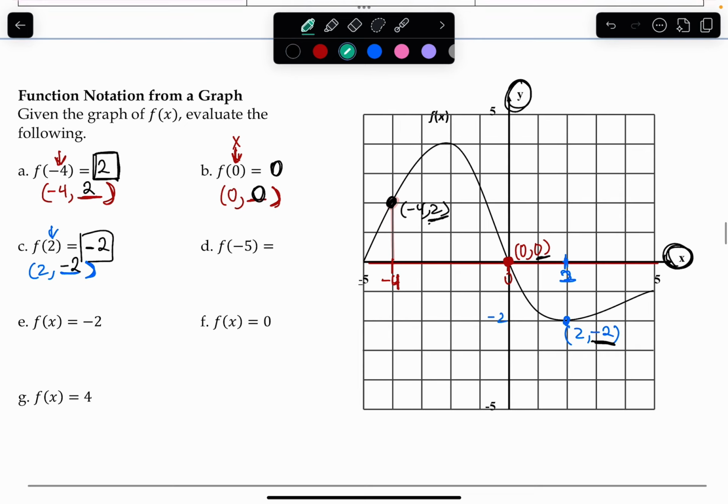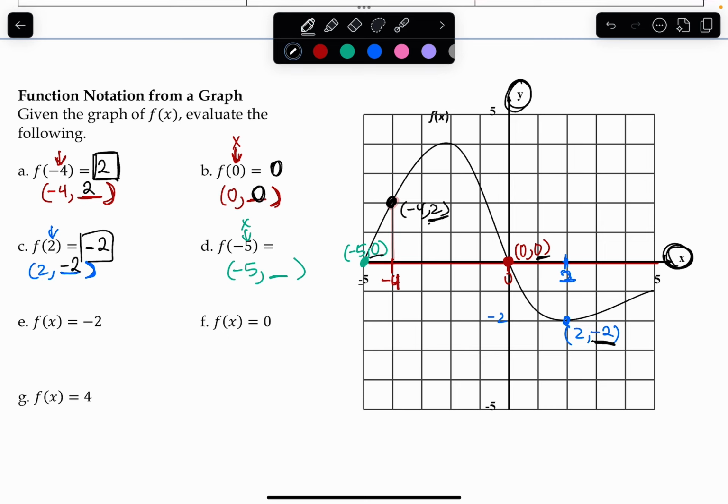For -5, that's our x. It's inside the parentheses. So we're going to -5, and we see that we have the point -5, 0. The y value is 0, and so our output is 0.